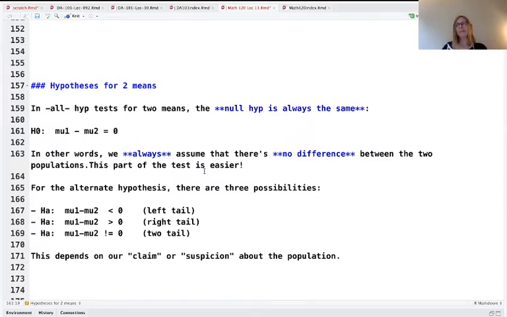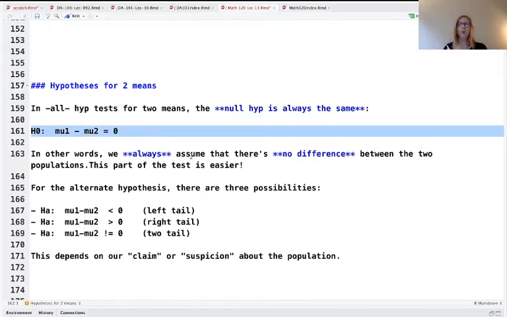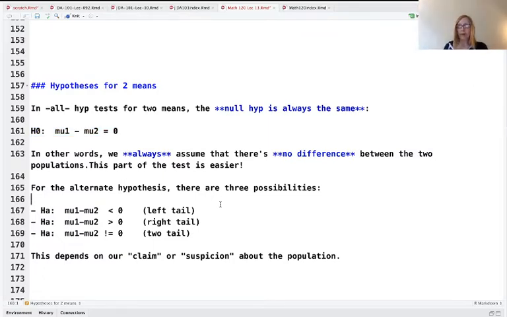Of course, the reason that we're performing this test is because we suspect that there is some sort of a difference. Remember, this is like innocent, but we're hoping to prove guilty. And for that alternate hypothesis, the claim that we're making, there are 3 possibilities.